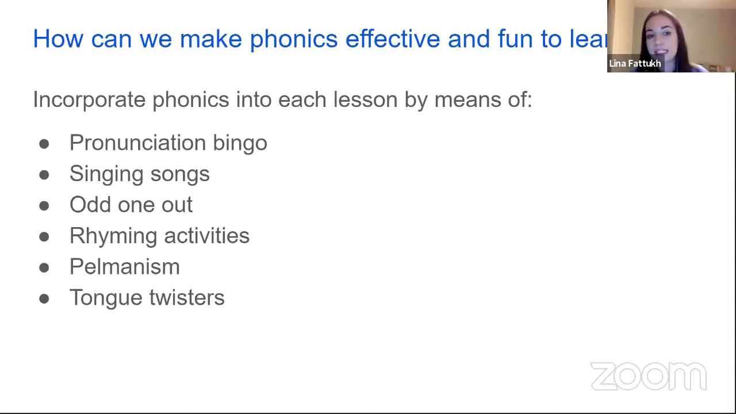You can have some rhyming activities, you can play Pelmanism with the cards, you can learn some tongue twisters, which are always fun and lead to a lot of laughter. But these are the things that do not require a lot of time, even for just a couple of minutes during every lesson. It does make a lot of difference.